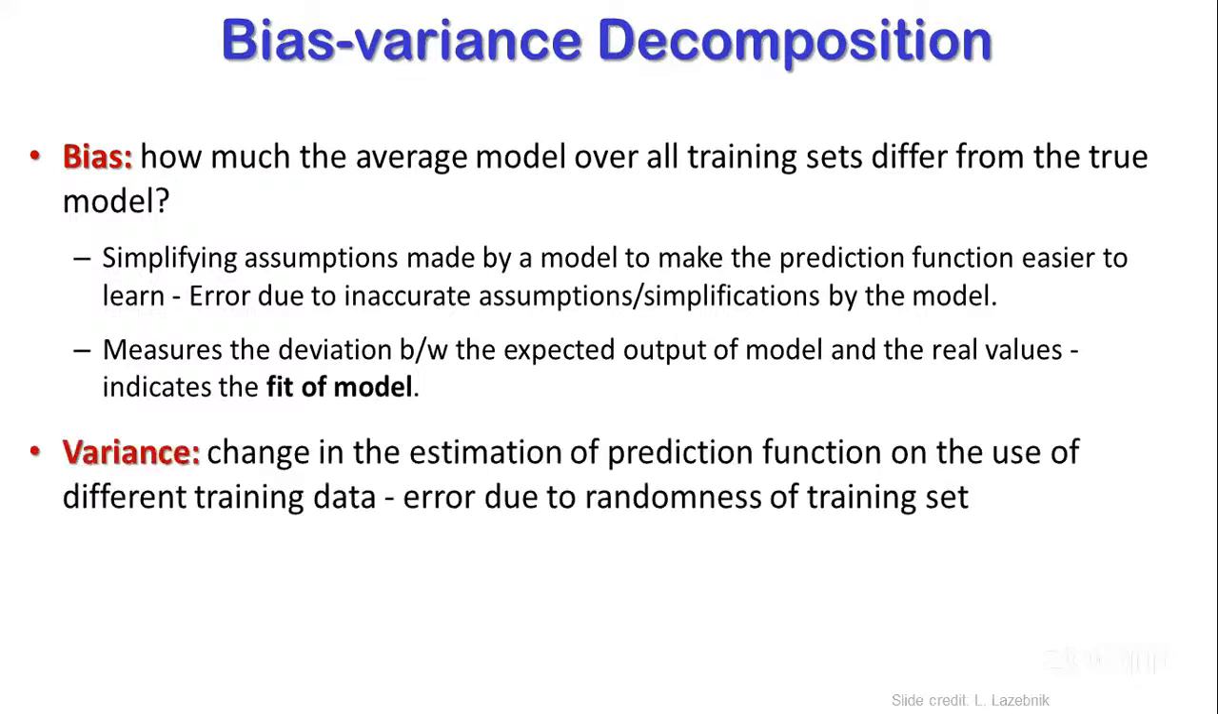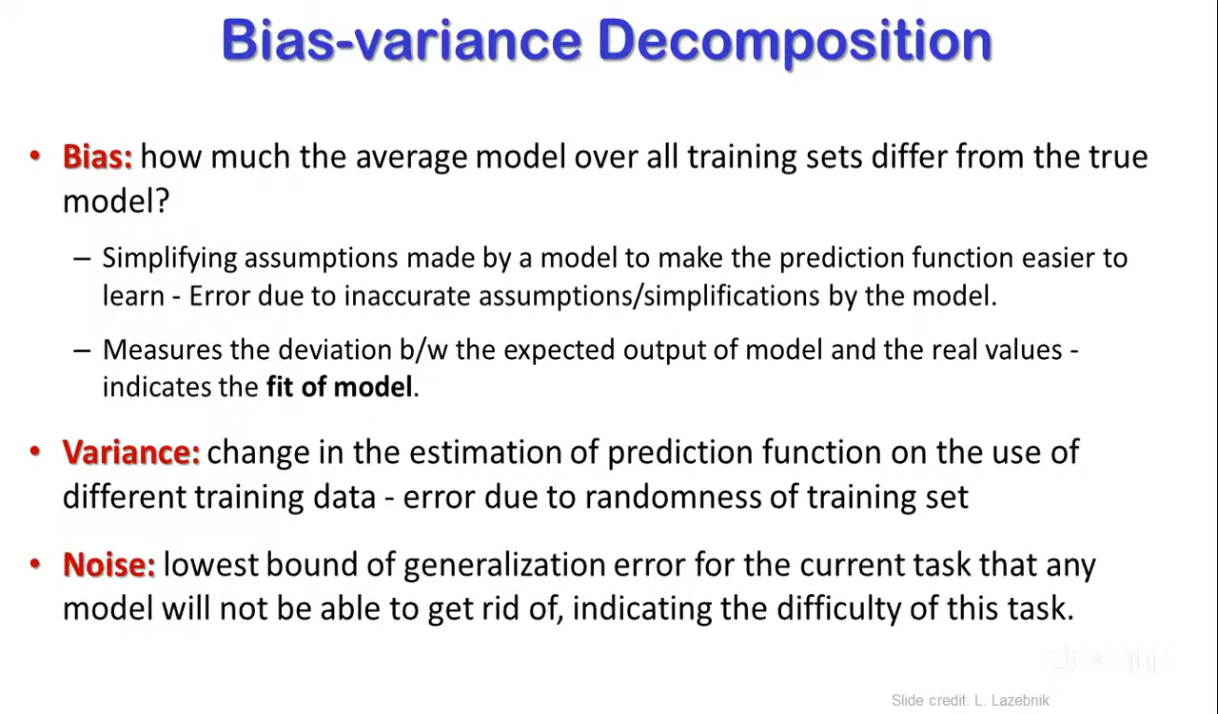Then we come to the variance. Variance, as I told you, is the change in the estimation of the prediction function when you change the training data. So once I train it with X data, this result is there. I train it with Y data, this result. So it is varying, right, with the change of randomness in your training data.